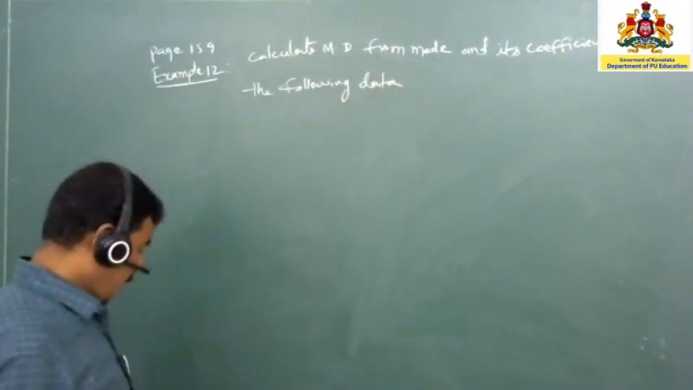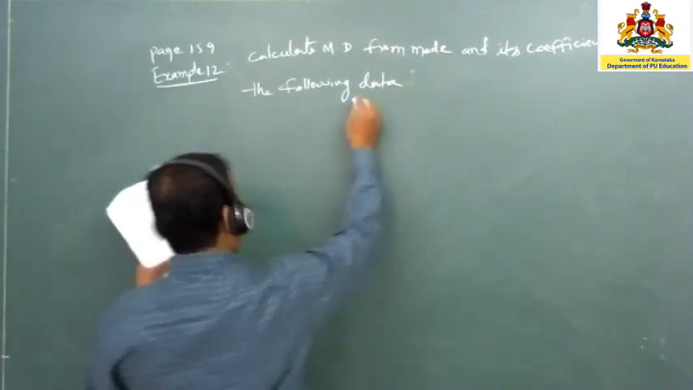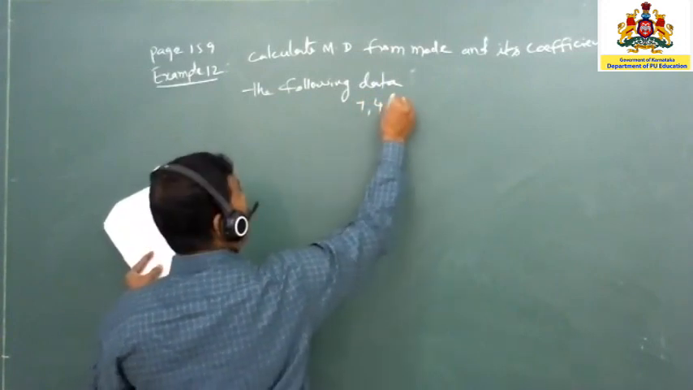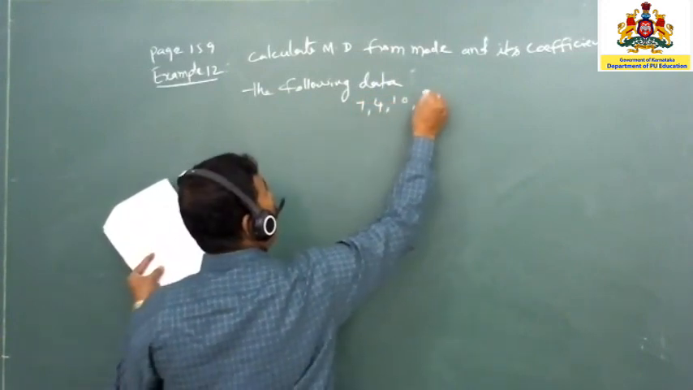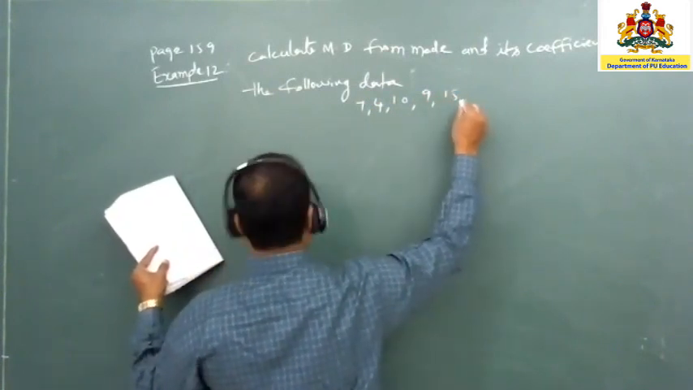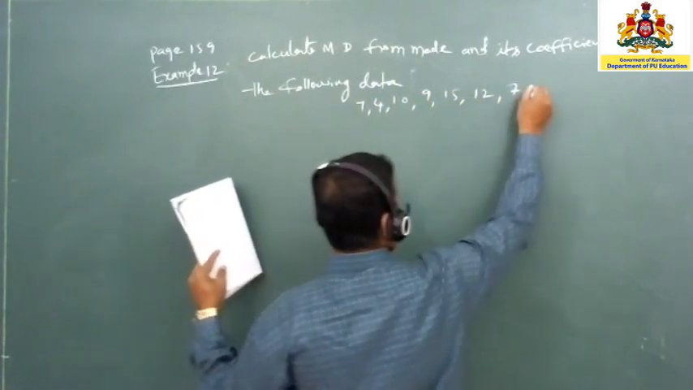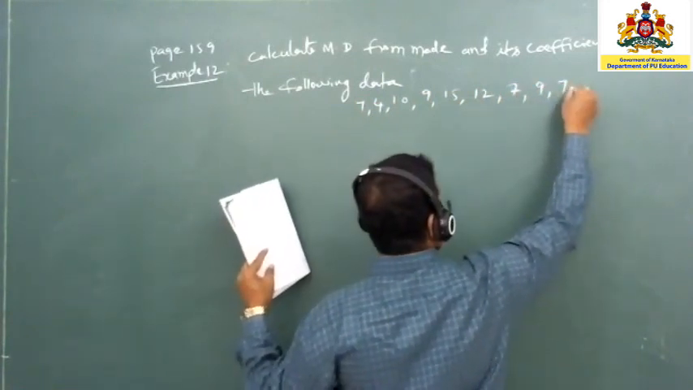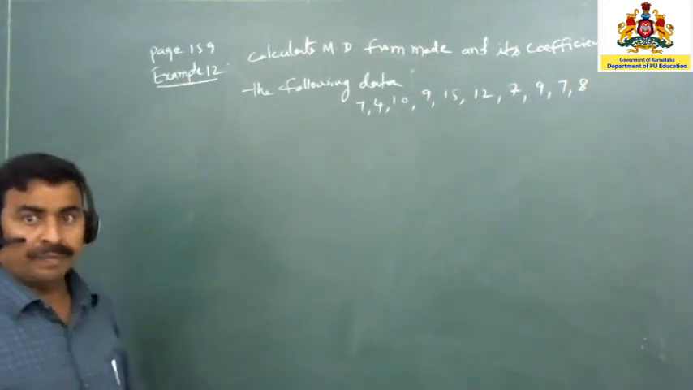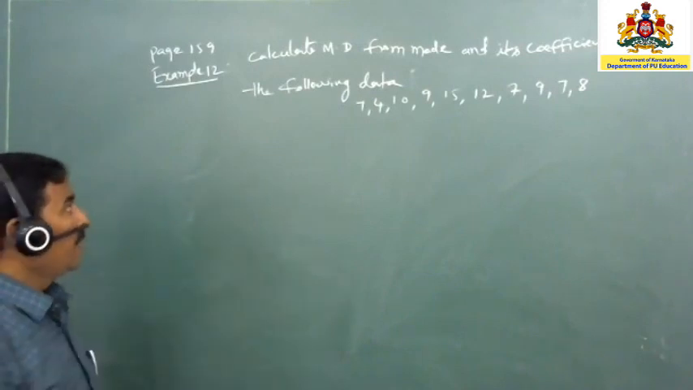For the following data given as, okay, I'll write in the next line: 7, 4, 10, 9, 15, 12, 7, 9, 7, 8. So write all the observations. So it is the given data.